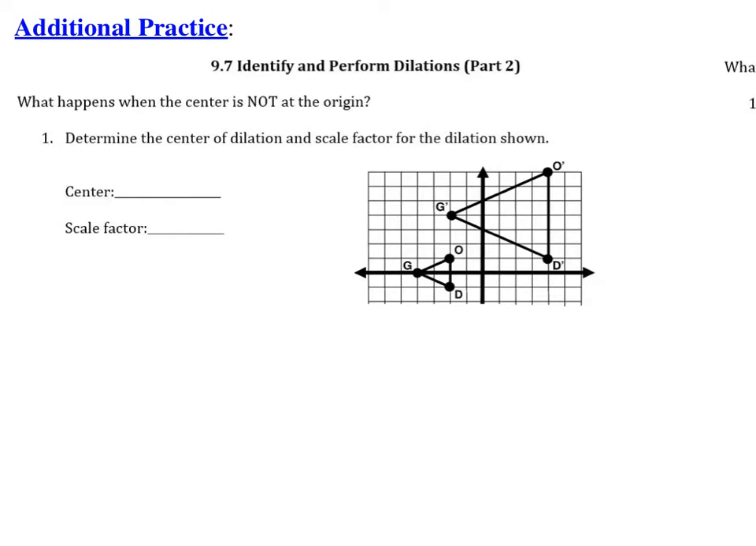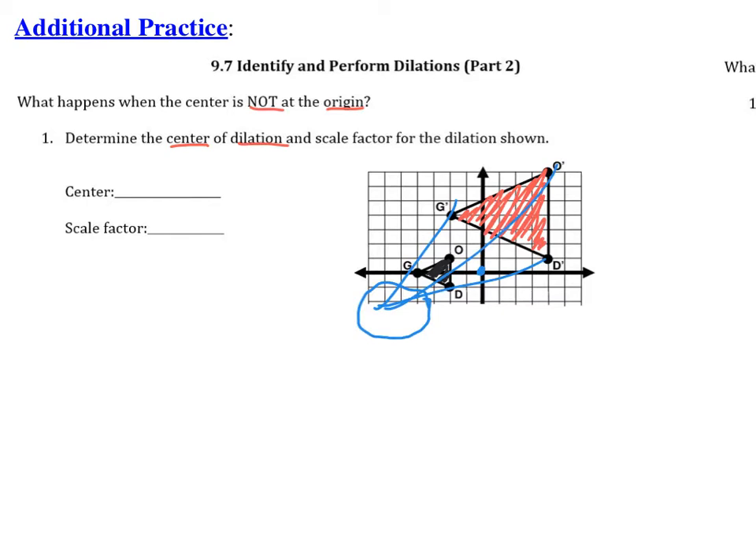For this first example, we're trying to determine where the center of dilation is located if it's not at the origin. They give us our pre-image down here, DOG in black, and then our image, D prime, G prime, and O prime in red. I'm trying to figure out where it grew from. Clearly the center of dilation is not the origin. I'm going to say the center of dilation is more down in this location somewhere, because obviously it's growing out from this point.